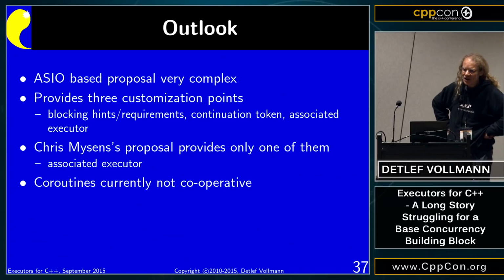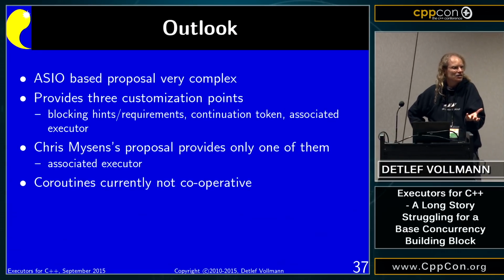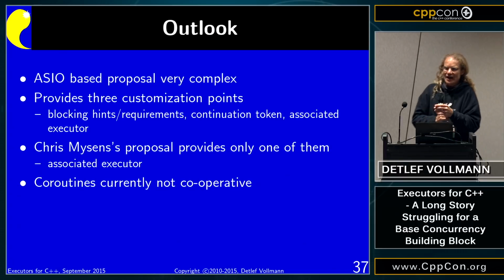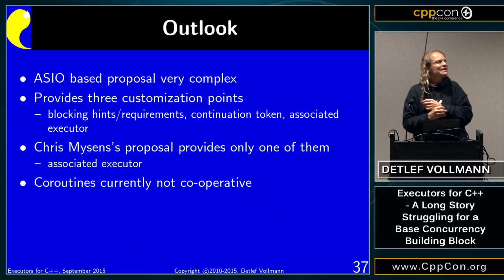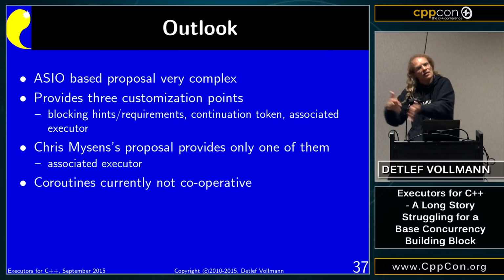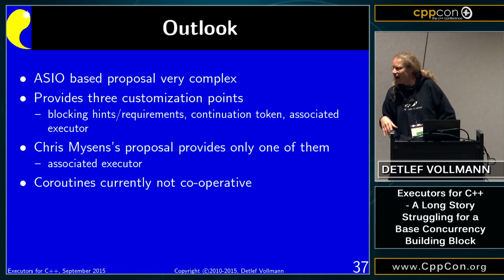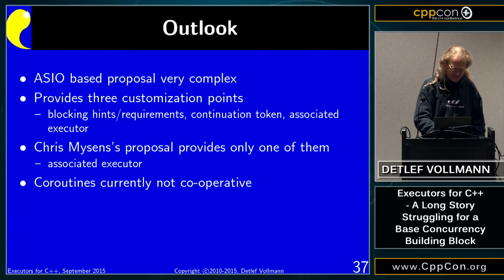And Chris Mason's proposal only provides one of those customization points, the associated executor. So it actually has that interface to transport some information from the application layer down to the executor through the middle layer. But it doesn't have anything like continuation tokens, and it doesn't have the three-function interface. And personally, I don't really like the three-function interface. I'm not completely sure that we only have those three hints we want to give from the middle layer down to the executors. So we definitely need to do more work. Coroutines, well, Gor just told me that they are more cooperative than I thought, which is very, very good. Thank you, and that's it.